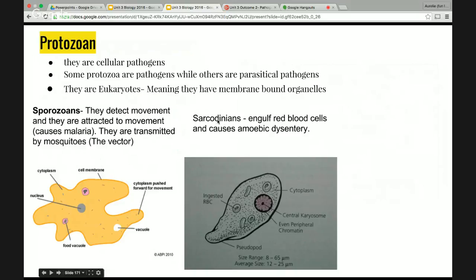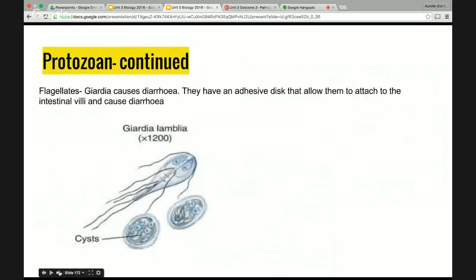Then we have sarcodinians there, which engulf red blood cells and cause amoebic dysentery. So they infect red blood cells and cause blood-borne diseases. Then you have something called Giardia, which causes diarrhea. Those protozoans have flagella, which means they can actually move. They also have an adhesive disc that allows them to attach to intestinal villi, and that's what basically causes the diarrhea.